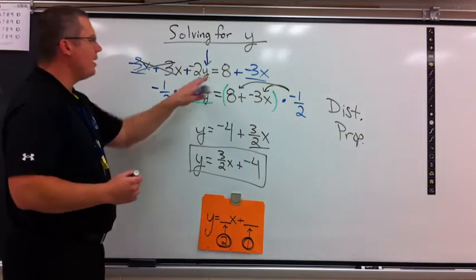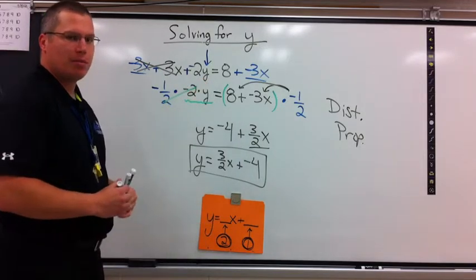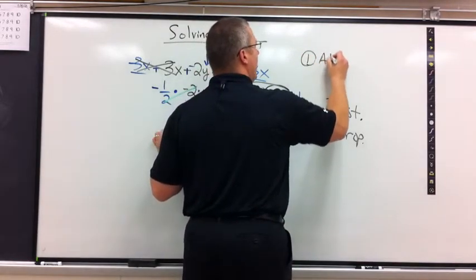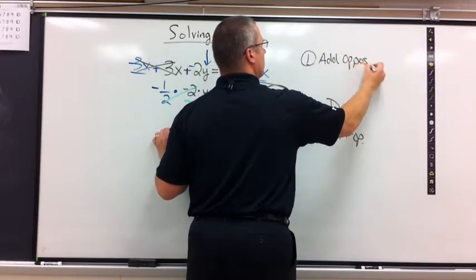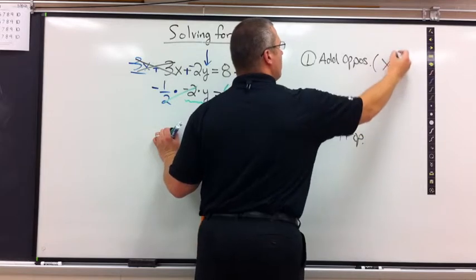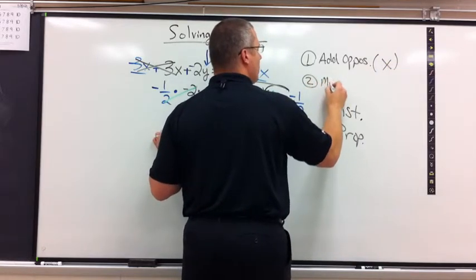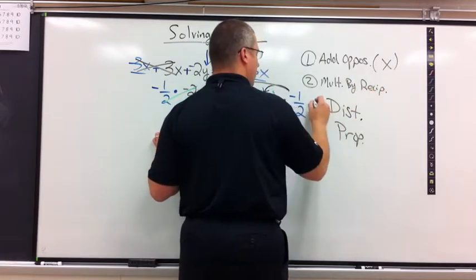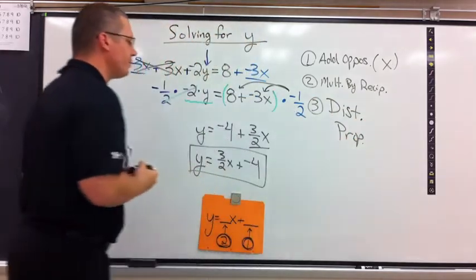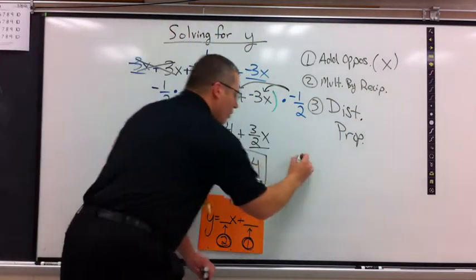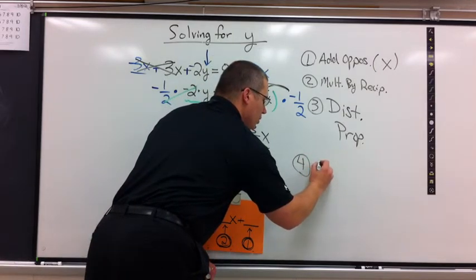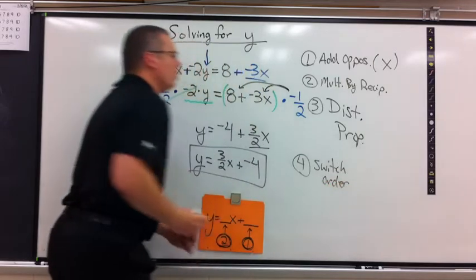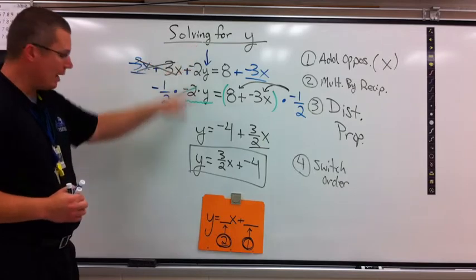So what you're going to do is take equations that don't look right, and solve them to make them look like a linear equation. Basically, my steps would be this. Step 1 is try to add opposites, and it's probably going to be of the x. Step 2, multiply by reciprocals. Step 3, you're going to need the distributive property. Step 4 would be to switch the order. Solving for y, getting y all by itself.